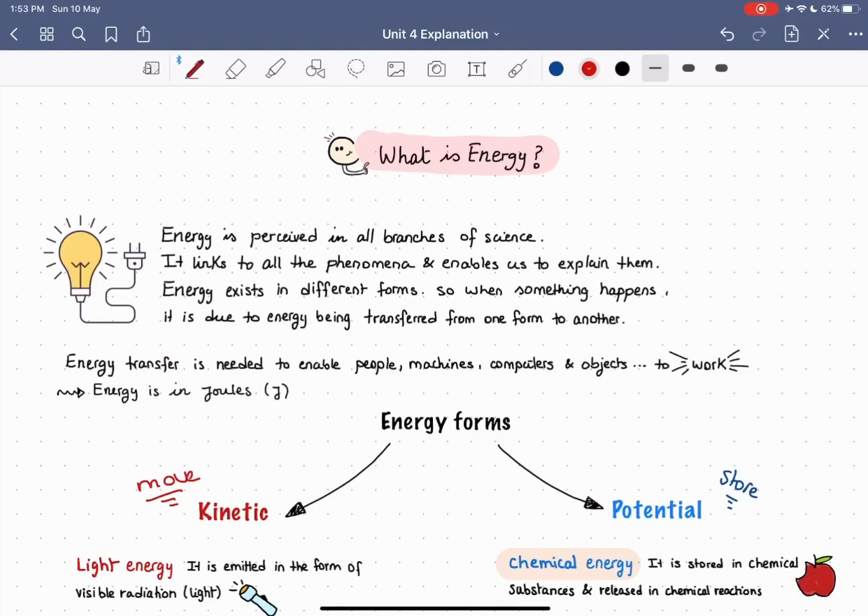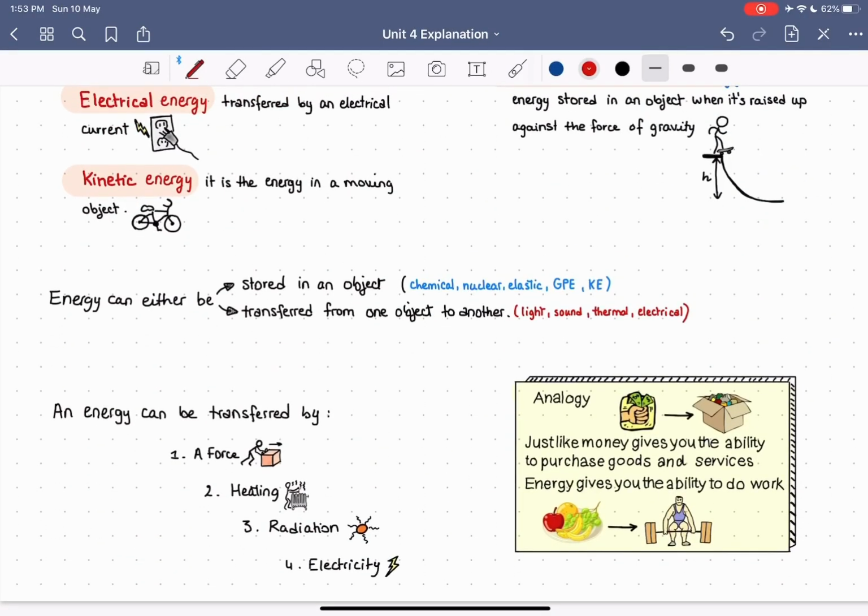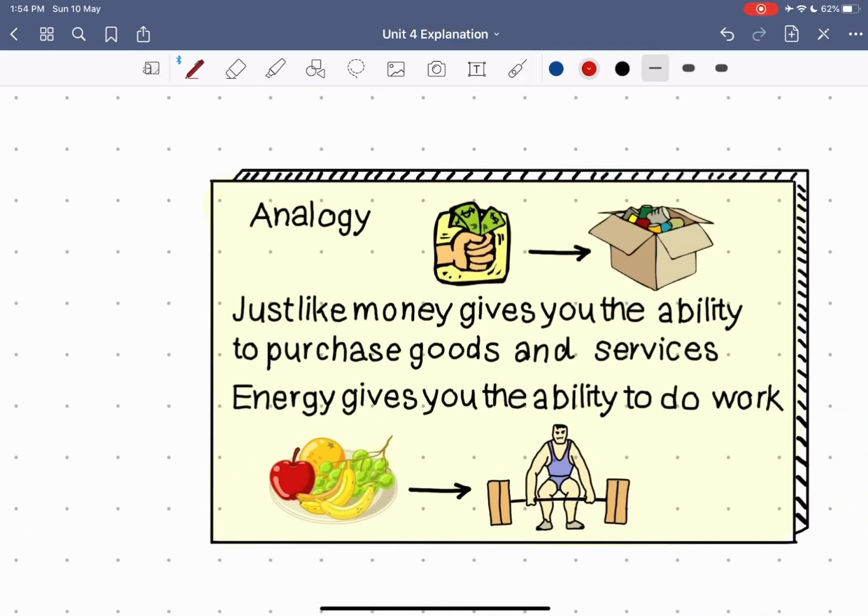The second part of the lesson is the energy. So we know that energy exists in different forms, and when anything happens around us, it is due to energy being transferred from one object, from one form to another. We say that energy and work are related to each other because, just like money gives us the ability to purchase goods and services, energy gives us the ability to be able to do work.